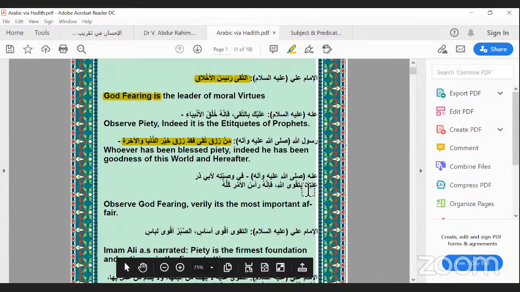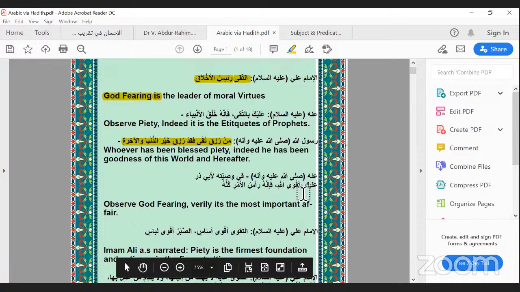So alayka bitaqwallah. Upon you. Alayhi means upon him, alayha means upon her, alayka means upon you. And alayna means what? Upon us. And alayya means upon me. And assalamu alaykum means upon you all. So alayka bitaqwallah.